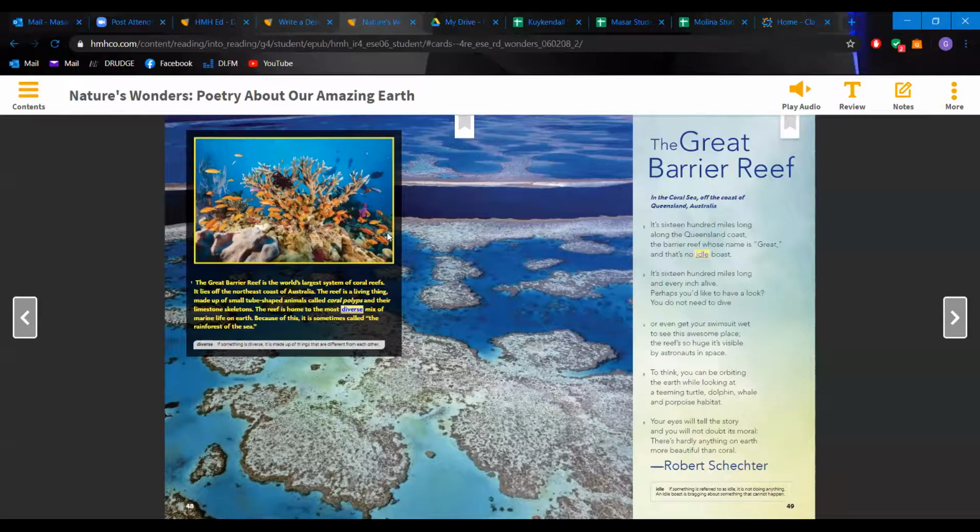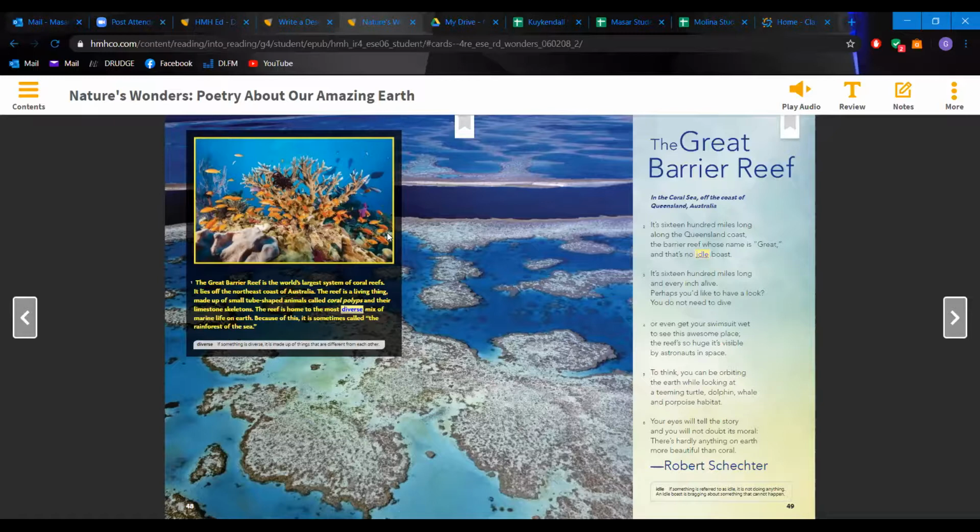It's 1,600 miles long. It's the world's largest system of coral reefs. Ooh, it's the largest coral reef. It's 1,600 miles long. What else can y'all tell me? I want to hear some different voices. So Turner gave me one, Layla gave me one. I need some other people to share some details.